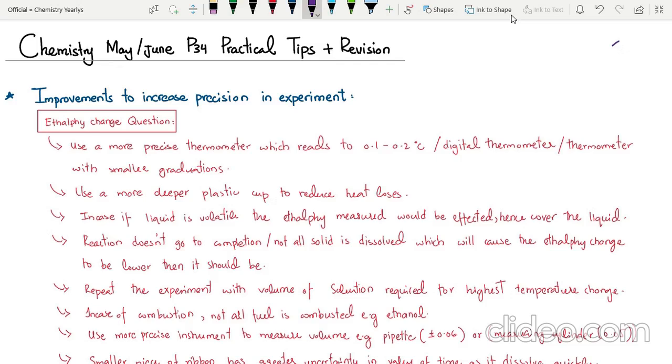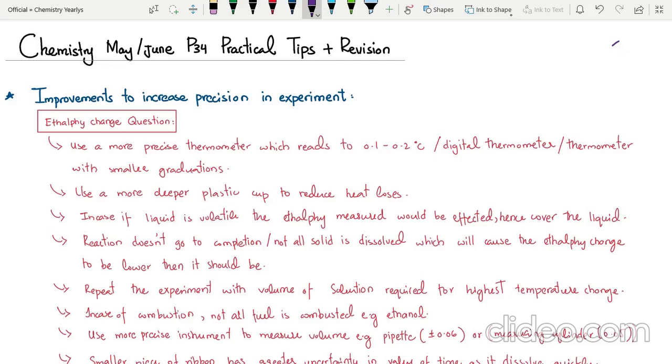First of all, it can be the thermometer. So you can use a more precise thermometer which reads to 0.1 to 0.2 Celsius, because the thermometer that is mostly provided to you in the labs just reads to 1 degree and it has a lot of uncertainty in the value. Other than that, you can use a digital thermometer or a thermometer with smaller graduations or calibration.